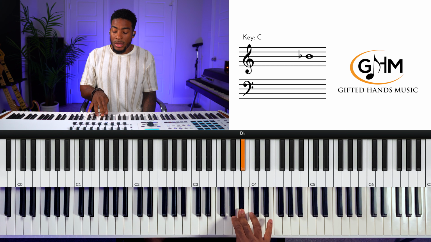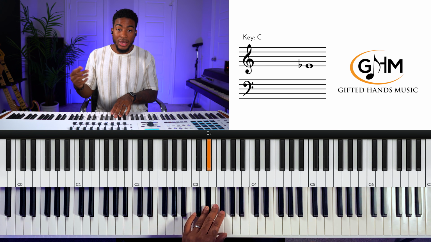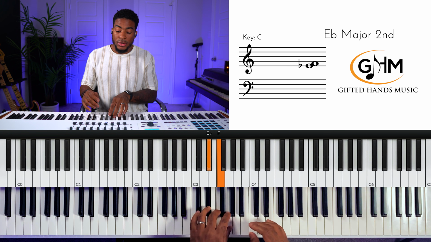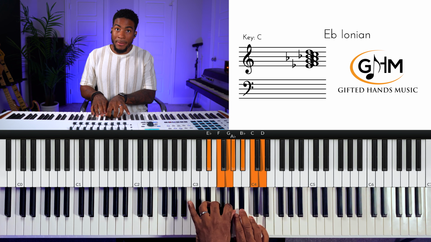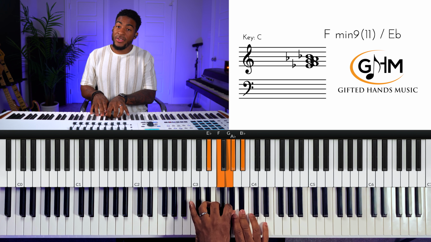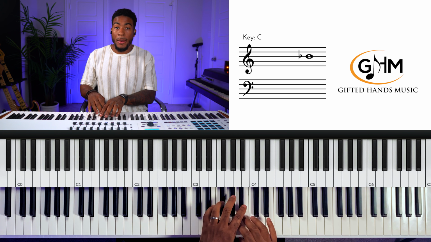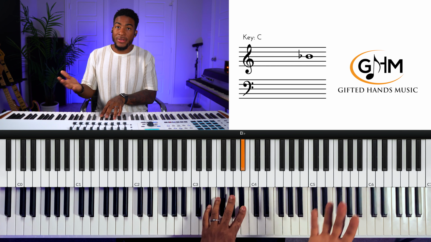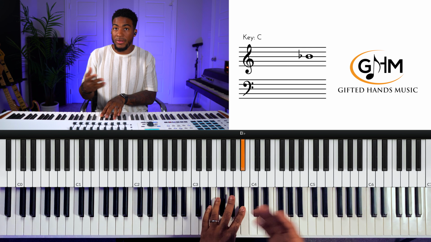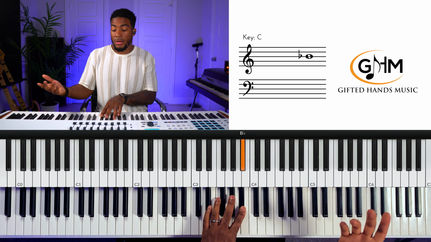So that would be E flat. E flat major, 1, 2, 3, 4, 5, 6, 7. The E flat major scale has B flat as the 5th. So that means B flat is going to be our Mixolydian mode. B flat Mixolydian is the same as the E flat major scale, just starting on B flat.